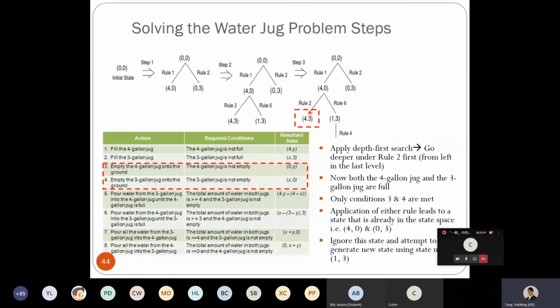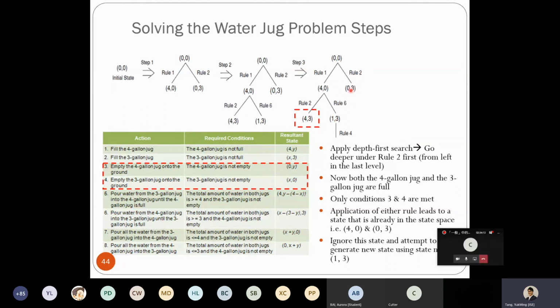And then we need to go deeper on the left-hand side first, because as mentioned, we are using the depth first search approach. So we check all these rules, and we find that only conditions 3 and 4 are met. But when we apply condition 3 and condition 4, you find that we go back to this state and this state. For example, if you apply rule 3, if the 4-gallon jar is not empty, it satisfies this one, then we empty the 4-gallon jar. After you empty the 4-gallon jar, it will become 0, 3.